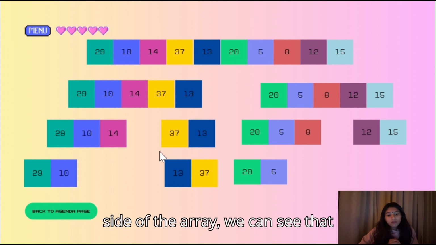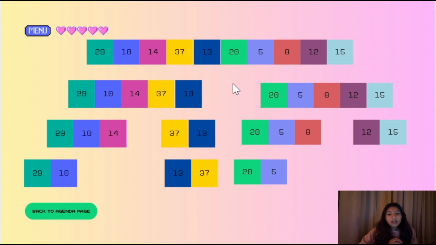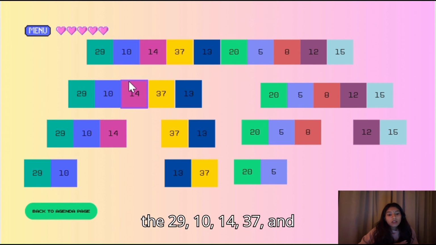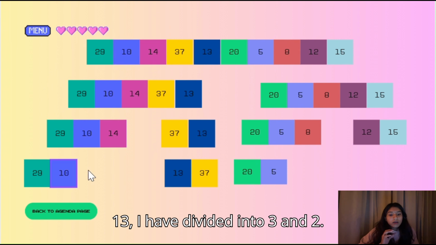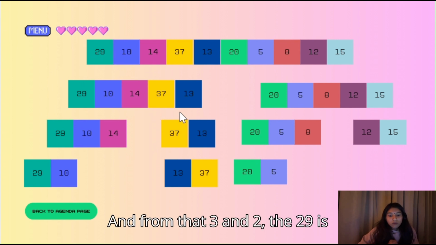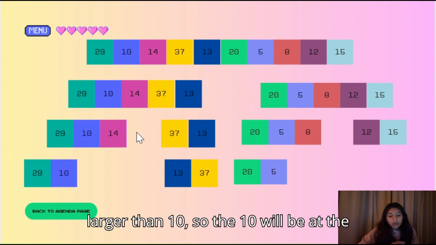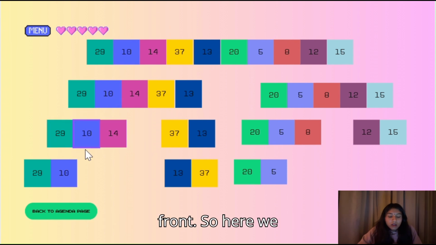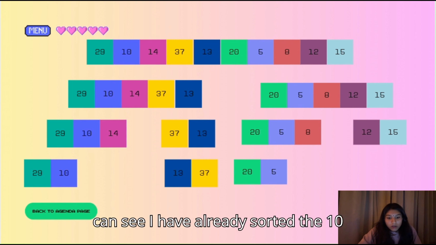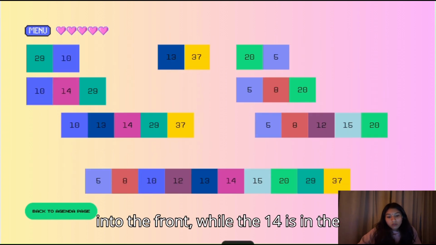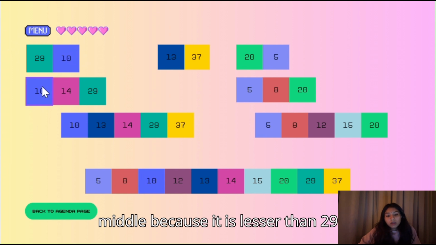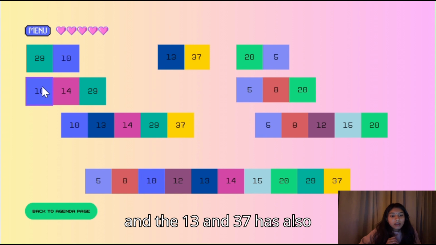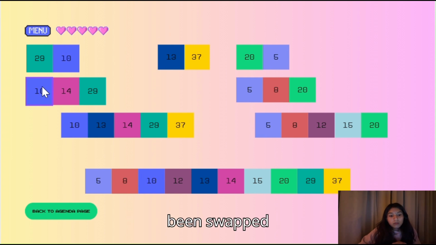So the right side of the array, we can see that the 29, 10, 14, 37 and 13 I have divided into 3 and 2, and from that 3 and 2 the 29 is larger than 10, so the 10 will be at the front. So here we can see I have already sorted the 10 into the front, while the 14 is in the middle because it is lesser than 29, and the 13 and 37 has also been swapped.